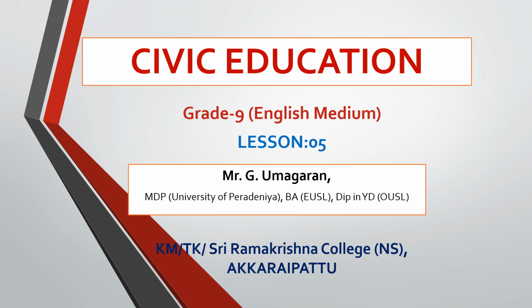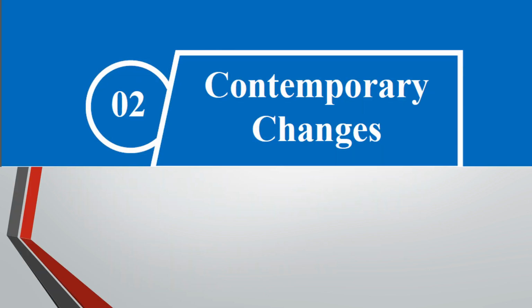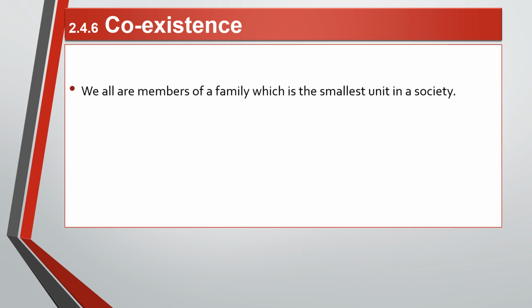And we have studied up to page number 54 of your textbook. And still we are in the second unit, which is contemporary changes. Now we will move to the other section, which is coexistence. So what do you mean by coexistence?